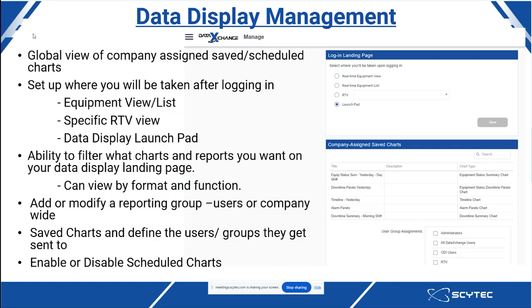You can set up where you will be taken after logging into your data display browser-based reporting application, which can include the equipment view or the equipment list, a specific RTV view of your choosing, or what's most common, just the data display launchpad with all your different charts and reports on them. You also have the ability in this management section to filter what charts and reports you want on your data display landing page, and you can group those by either their format or by their function. I'm going to be going over a demonstration of this at the end of this webinar.